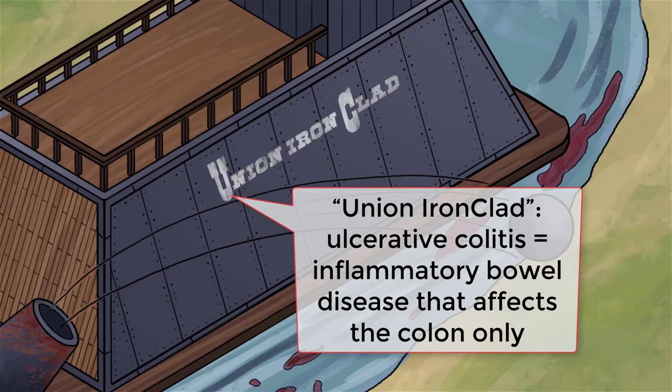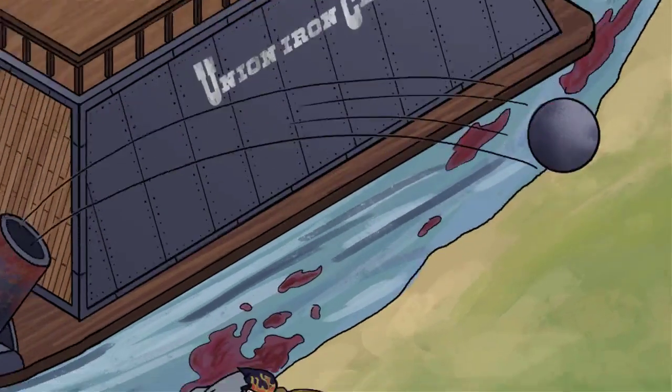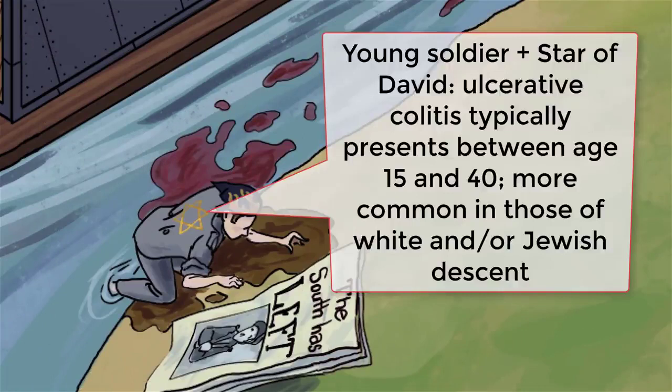While UC and Crohn's disease share many features like abdominal pain, diarrhea, and fever, there are big differences in both the pathologic and clinical findings of the two diseases. The age of onset of UC, just like Crohn's disease, is usually between 15 and 40 years, though there may be a second peak between 50 and 80. But for all intents and purposes, think young-ish.